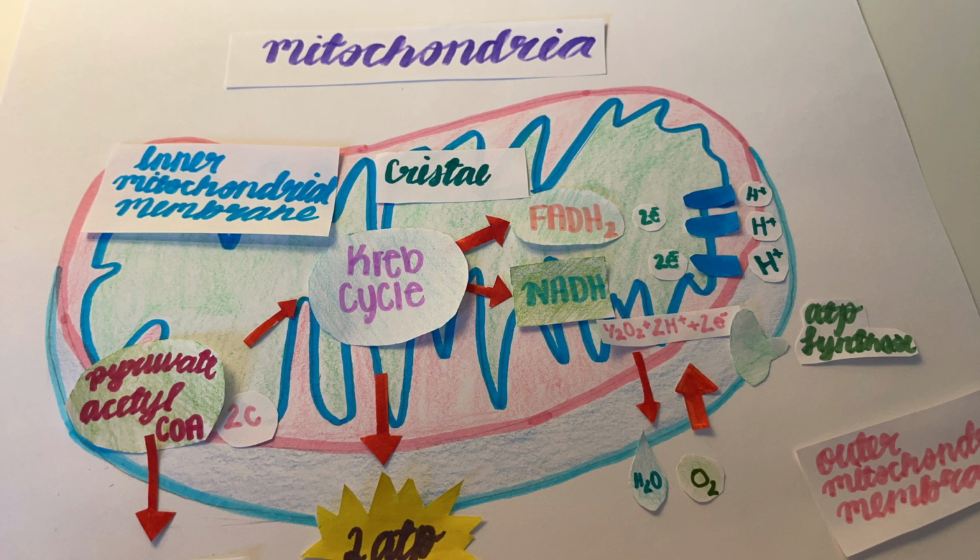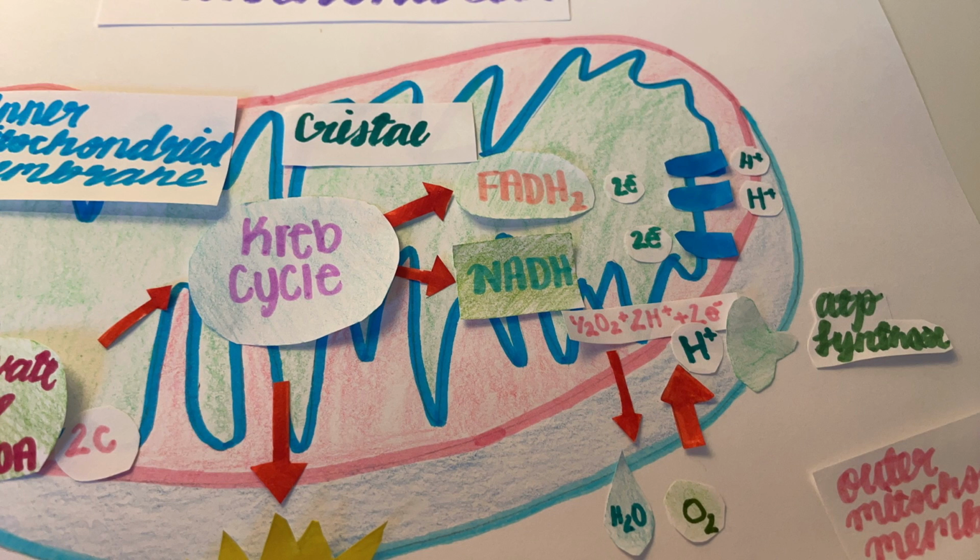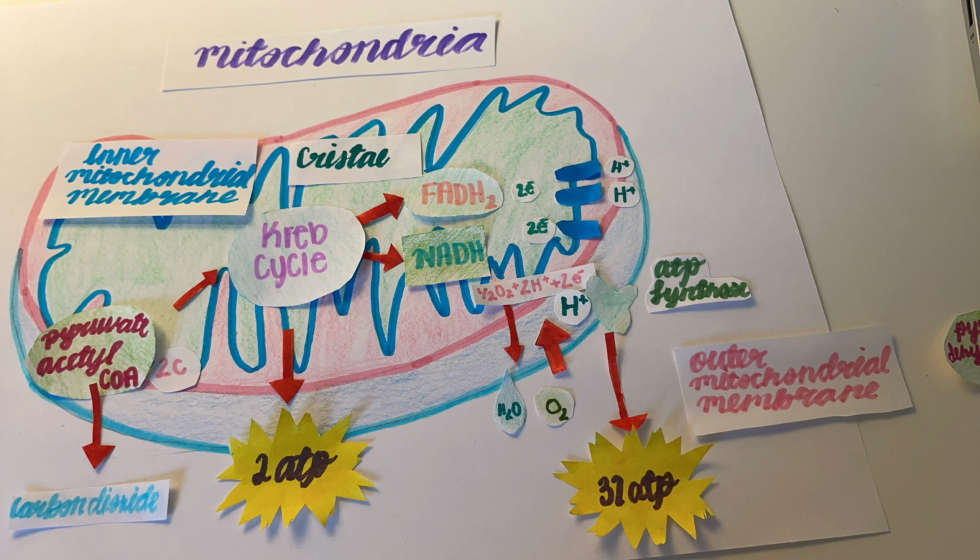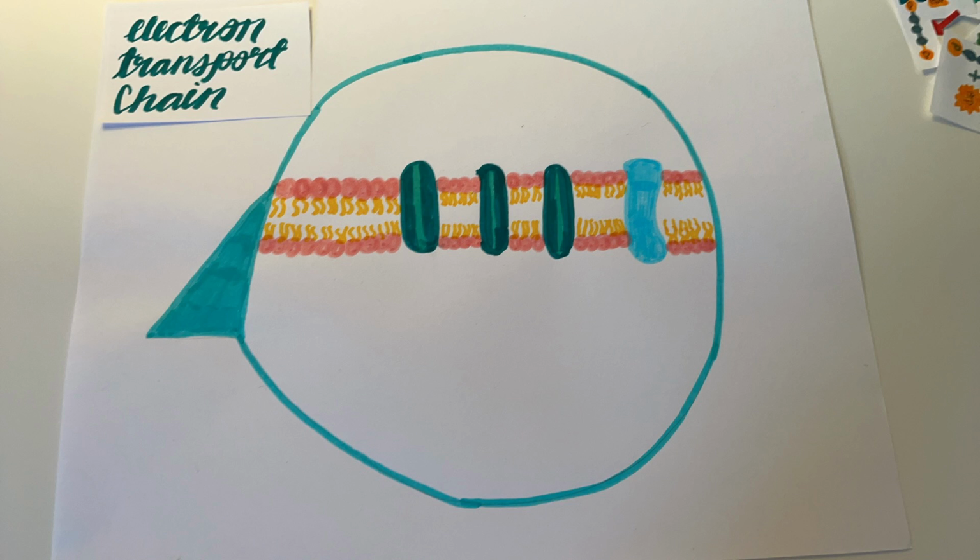Protons move through ATP synthase, and they will combine with electrons and oxygen, which makes water. 32 ATP can be made. The electron transport chain is the last step of cellular respiration.